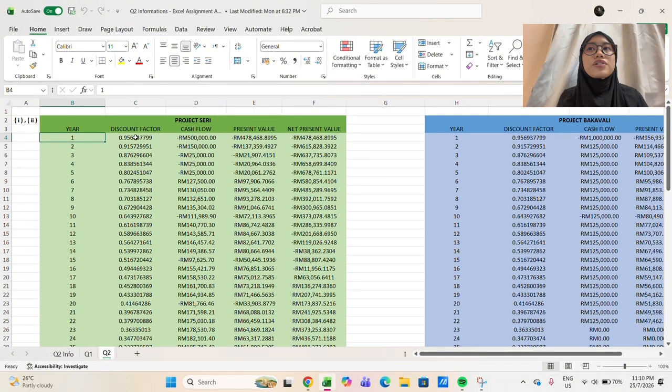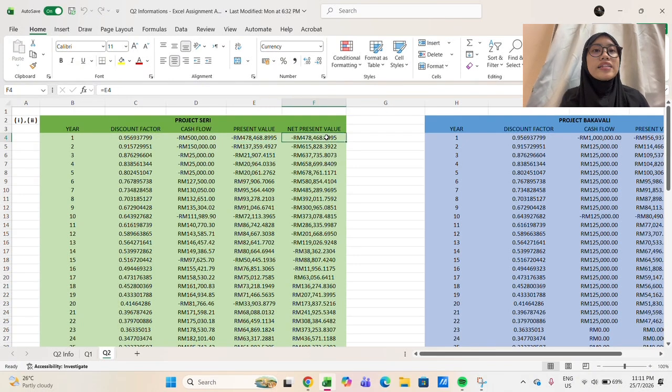Now we need to find our discount factor. For discount factor, I use this formula, which is 1 over 1 plus the rate to the power of year. Then we will get our discount factor for year 1 until year 25. Next is to find our present value. The formula that I use for present value is cash flow times our discount factor, and then we will get our PV for year 1 until year 25.